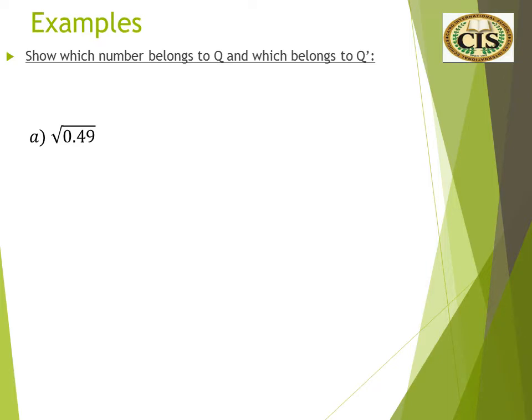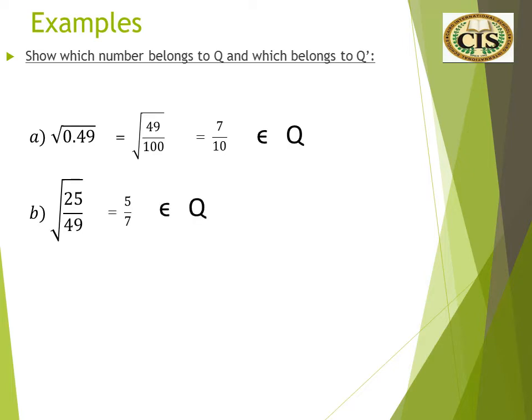Show which numbers belong to Q and which numbers belong to Q dash. Q is the rational numbers, Q dash is the irrational numbers. Root 0.49, by calculator or factorization, the square root of 0.49 equals 0.7. It belongs to Q. Root 25 over 49 equals 5 over 7. It's a fraction form, it belongs to Q.